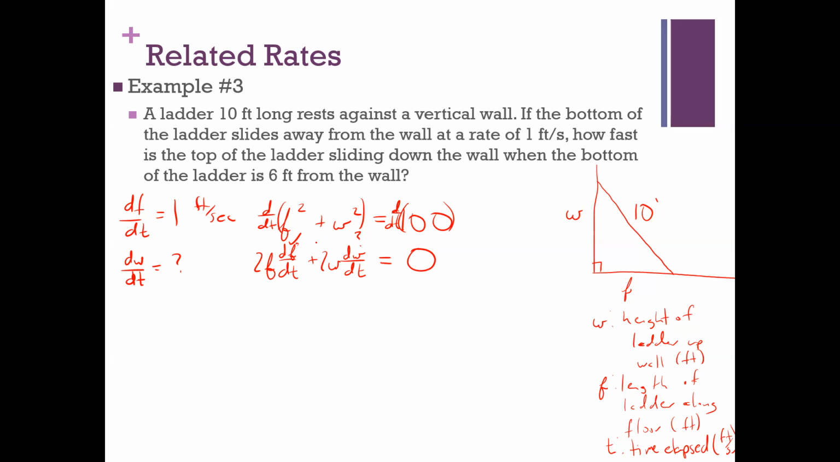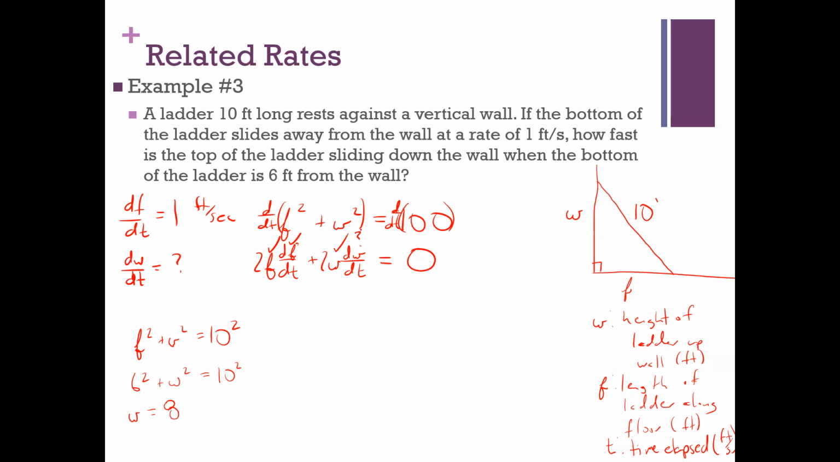Now, which one are we told? We're told when the bottom of the ladder is 6 feet from the wall. So we're told f, right? We're not told w, so we can find it. We know this relationship: f squared plus w squared equals 10 squared. Since we know that f is 6, 6 squared plus w squared equals 10 squared. Hopefully you see that means w is 8.